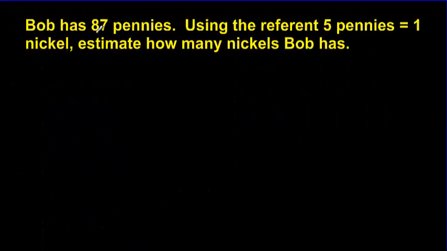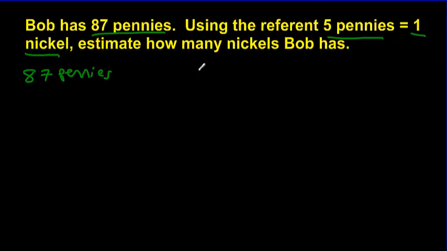In this example, Bob has 87 pennies. Using the referent, 5 pennies is equal to 1 nickel, estimate how many nickels Bob has. So let's see, how much money does Bob have altogether? Well, he has 87 pennies.